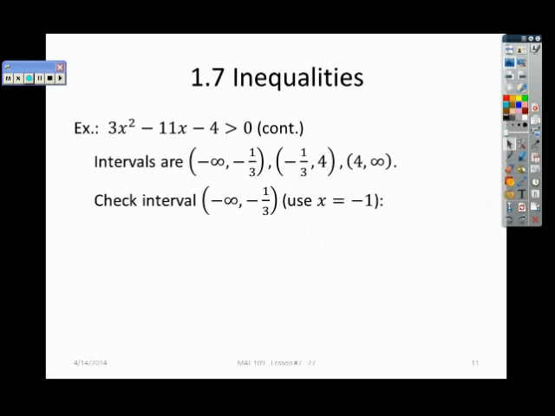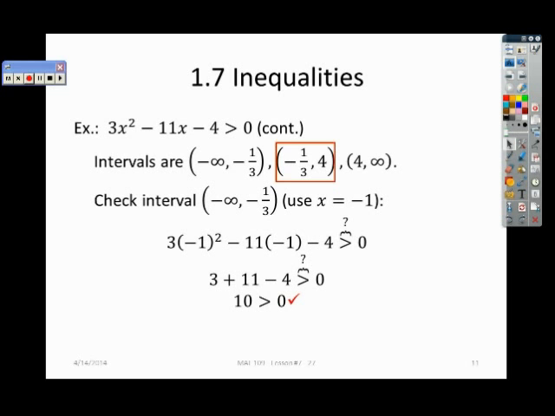That means that it's true everywhere in this interval that inequality is true. One point gives you the answer. If it's true at one point, it's true everywhere. If it's false at one point, it's false everywhere. So now we need to check this interval. What's the best point to pick in this one?